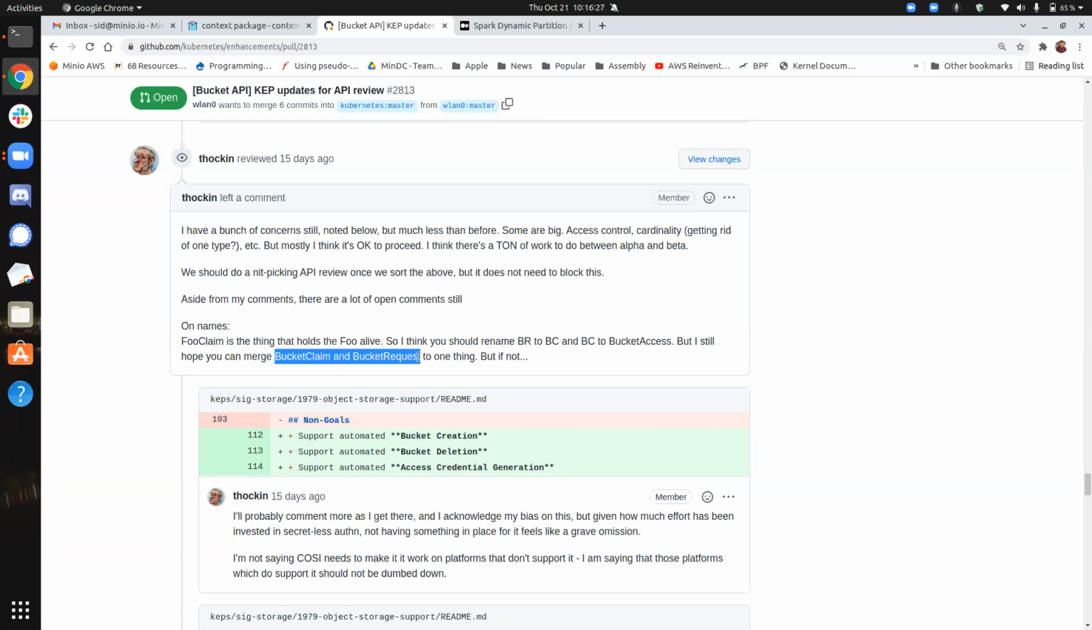Well, we could make credential minting implicit, right? Where it just happens just in time when a pod tries to bind to a bucket and there's no Kubernetes object that represents it. It's just some state floating around inside the COSI driver.